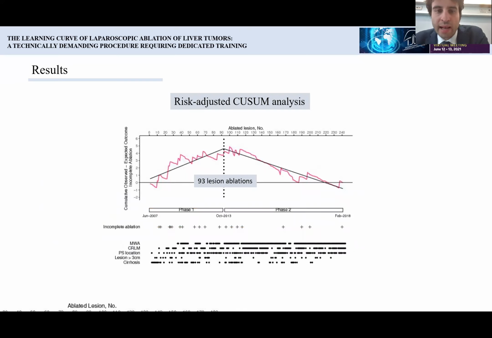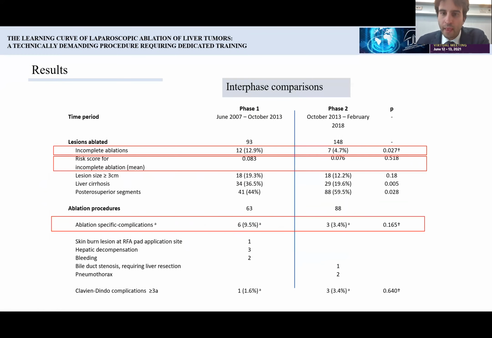The risk-adjusted QSUM analysis showed the presence of a breakpoint at 93 lesion ablations, indicating a significant improvement in outcomes only after performing such a high number of procedures. Comparing the two phases before and after this breakpoint, we observe a significant decrease in the occurrence of incomplete ablations, while the occurrence of ablation-specific complications remains stable. Overall, although some difference could be observed in the lesion characteristics, the overall baseline risk for incomplete ablation remains steady, meaning that the observed improvements were not due to a case selection over time.